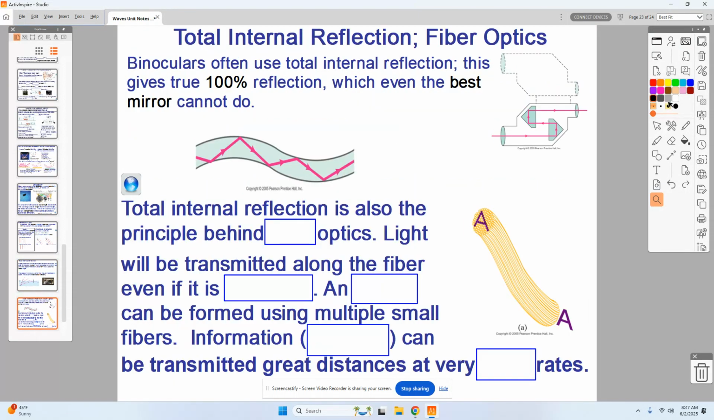Fiber optics, I think, Liam, if memory serves, you're going to be doing a fiber optic discussion. Is that right? Okay. So total internal reflection is the principle behind fiber optics, and Liam will show you some more of this during his presentation.